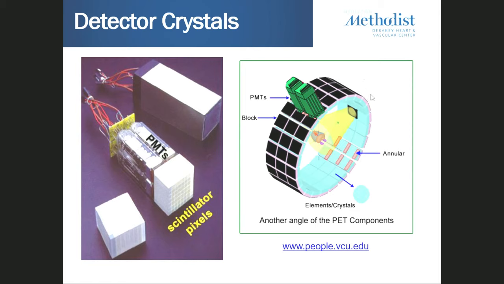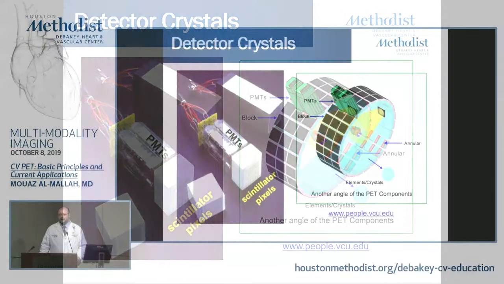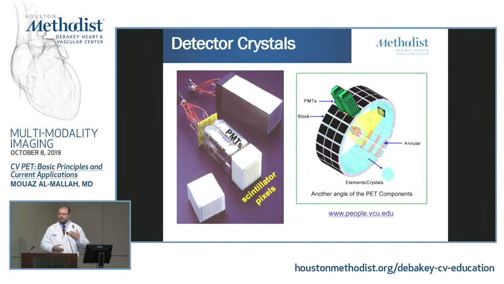And then they are all around the patient. So that's the most expensive part of the machine. It's the detector. And because you have to cover multiple rings around the patient, that's why these machines are much more expensive than a regular SPECT CT machine.